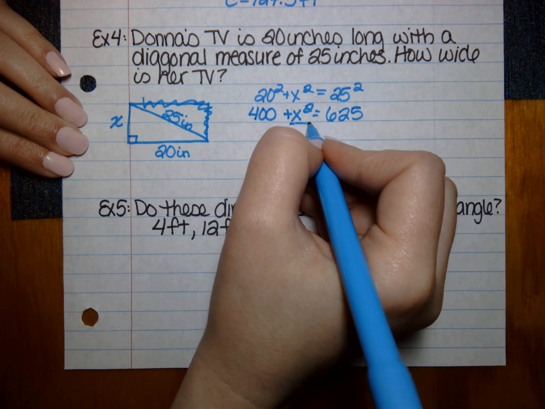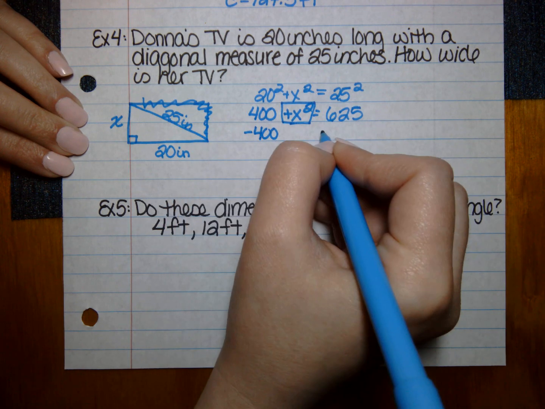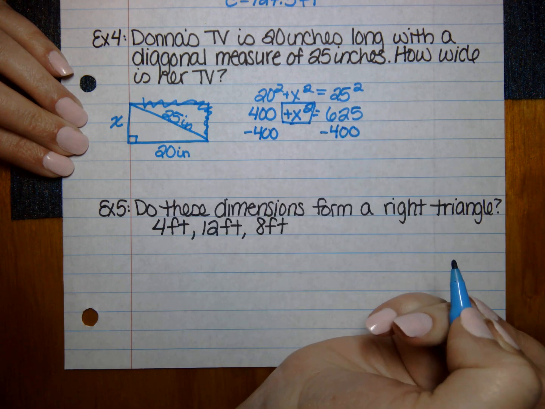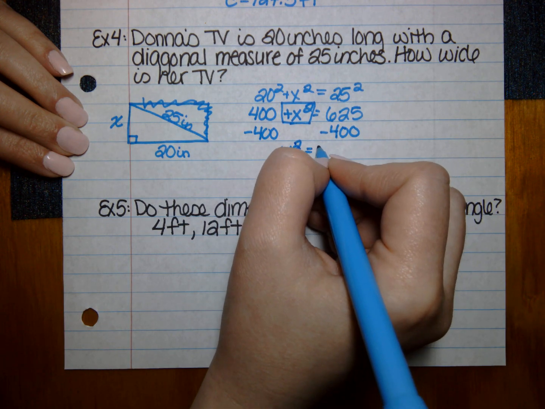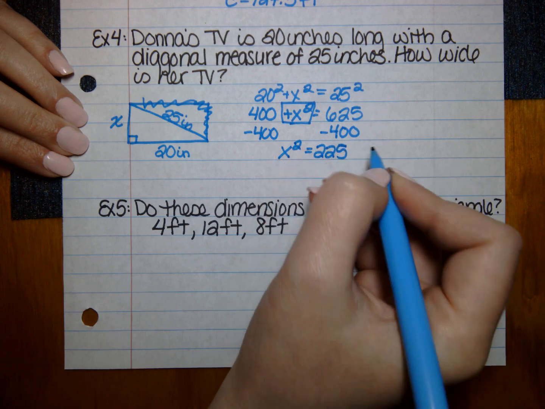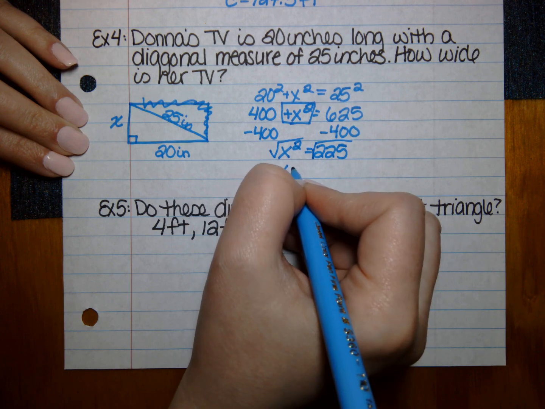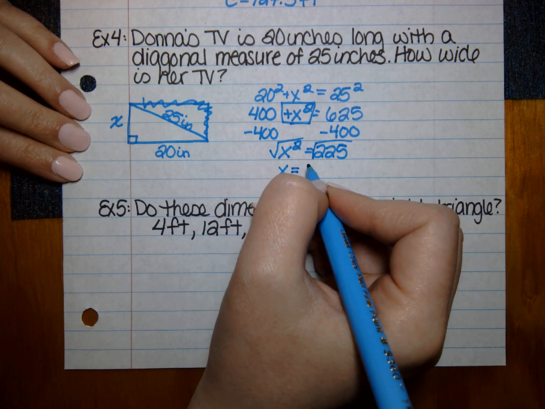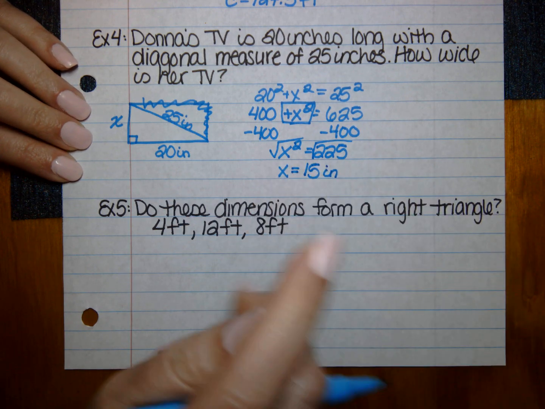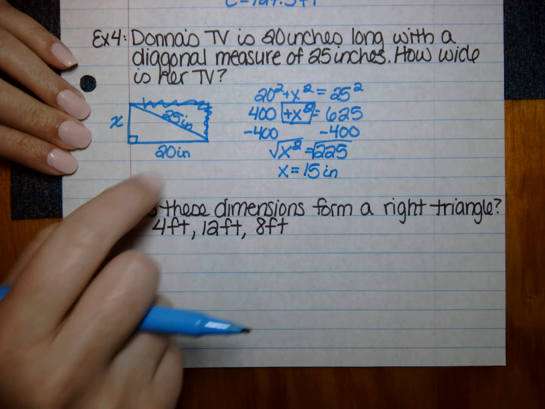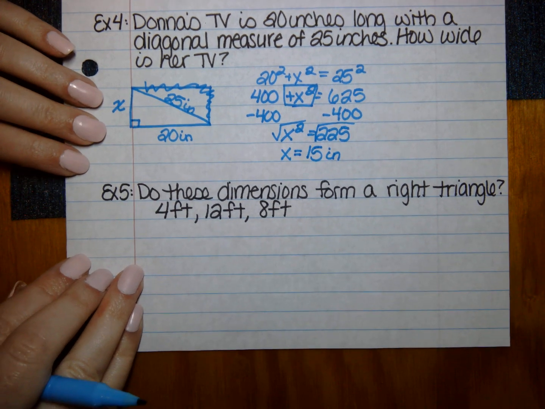Now I need to solve for my x squared, which means I need to get rid of my 400. When I subtract 400 from both sides, I get x squared is going to equal 225. And the last thing I need to do is square root both sides. So x is going to be 15 inches. So her TV is 15 inches wide and 20 inches long with that diagonal of 25 inches.